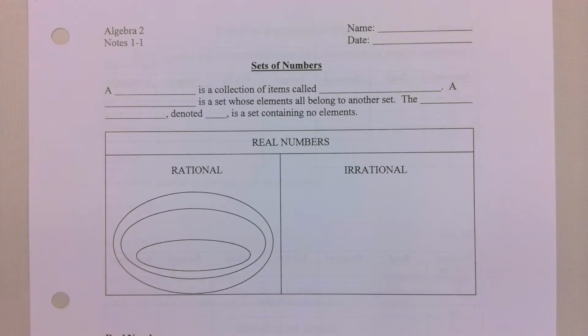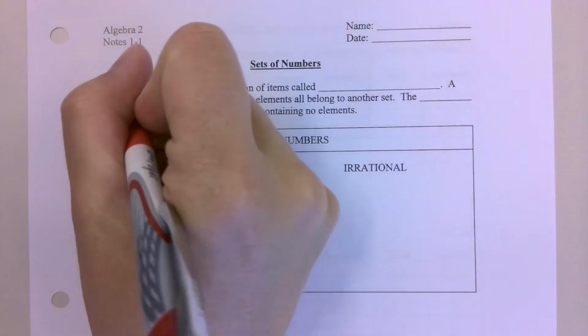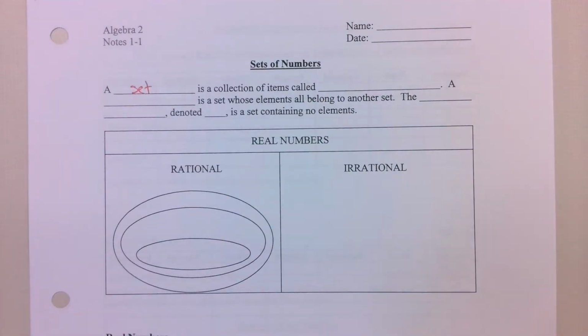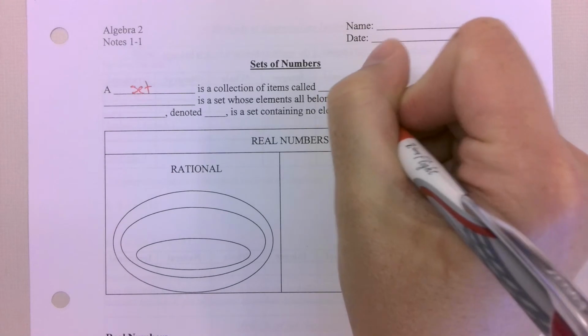We are talking about number sets today, and this is a really important base that we're going to use for the rest of the year. So we're going to talk about types of numbers, but we are also going to talk about notation, and it's really important that we understand that notation. So a set is a collection of items called elements.